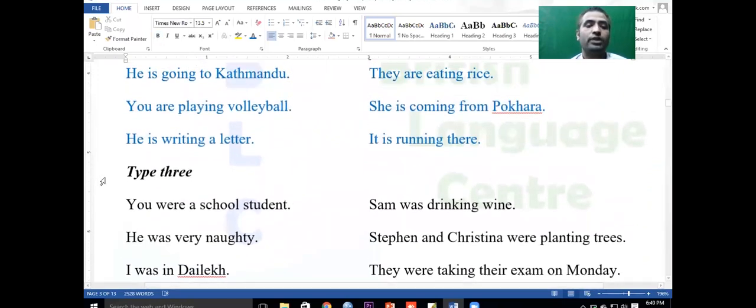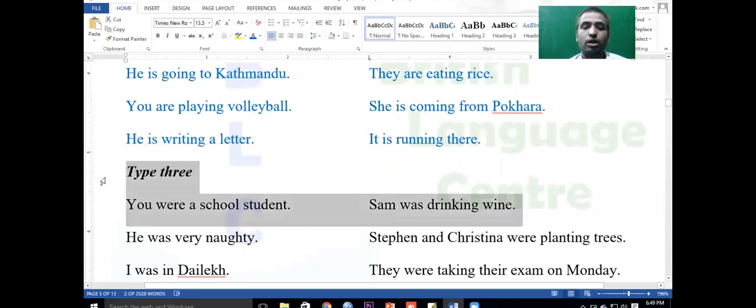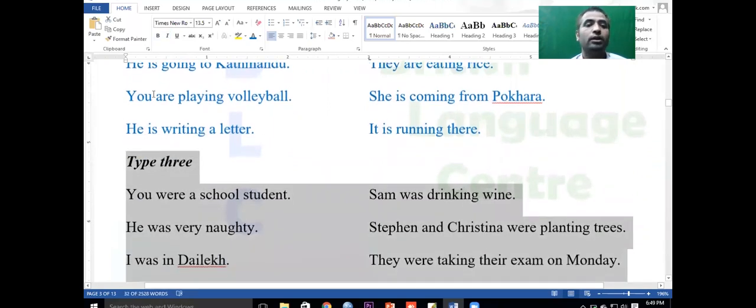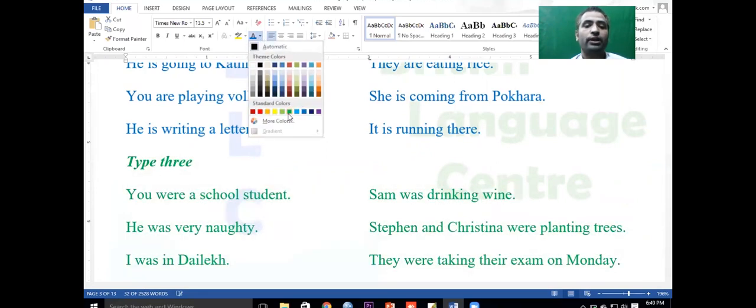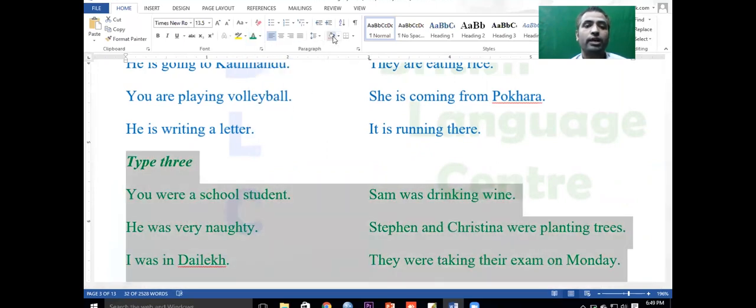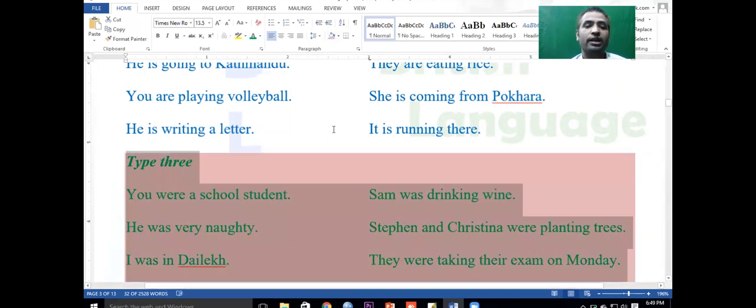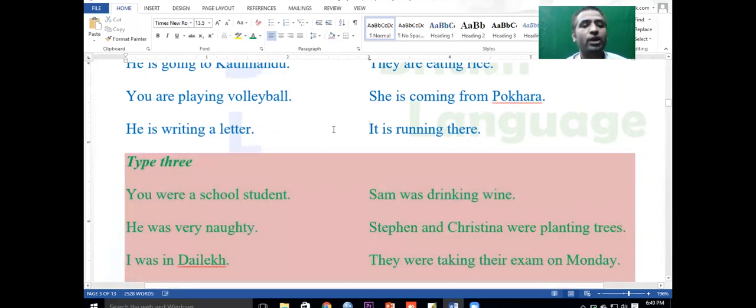Type three sentences are over here. Let me put them in green color. Okay, good. Lovely. So type three: you were a school student. He was very naughty. I was in Dailek.